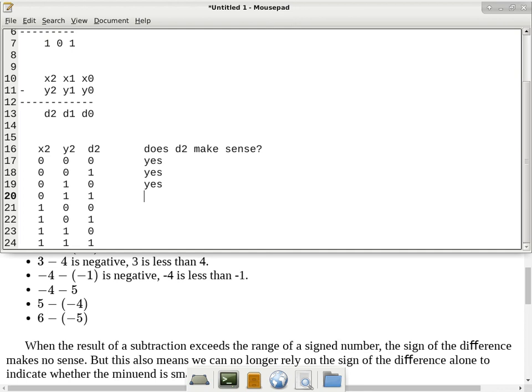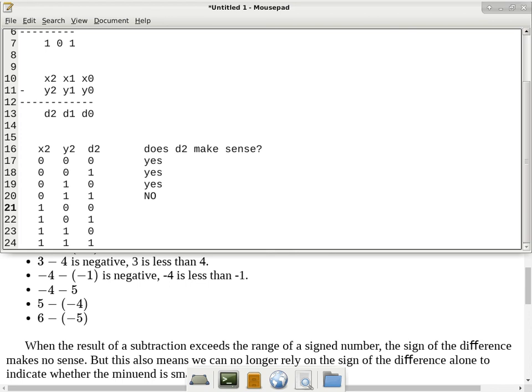And what about this one? I'm subtracting a negative quantity from a non-negative quantity, but the result is negative. That doesn't make sense. Okay, so we'll say no, and I'll ignore online email etiquette and use all uppercase here, because we do have to emphasize that this is a special case.